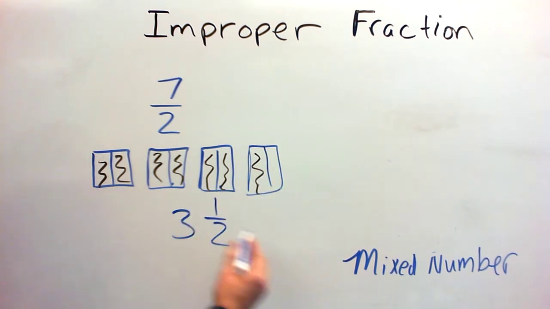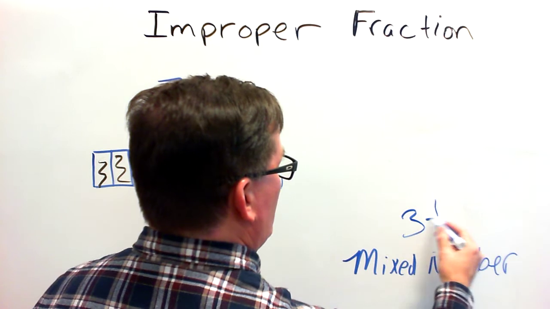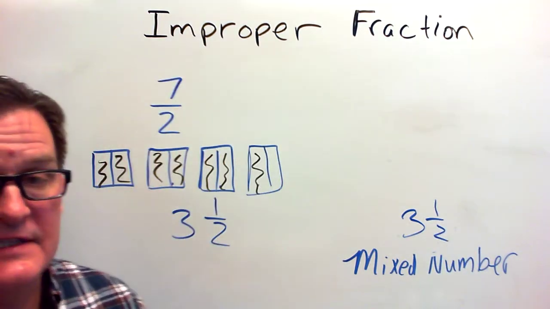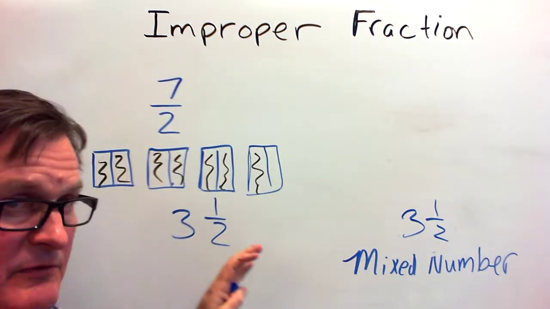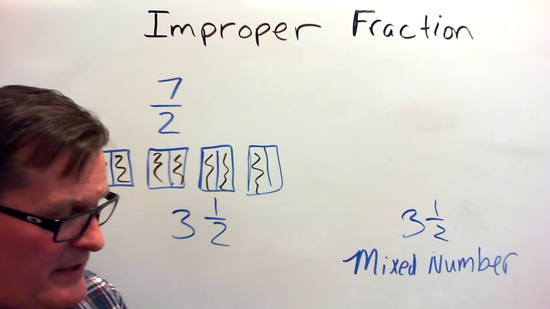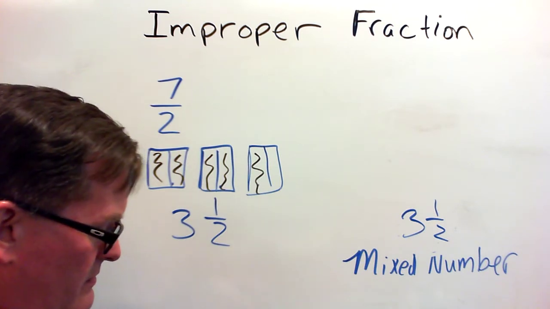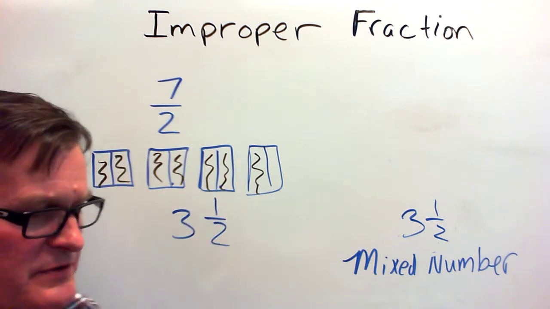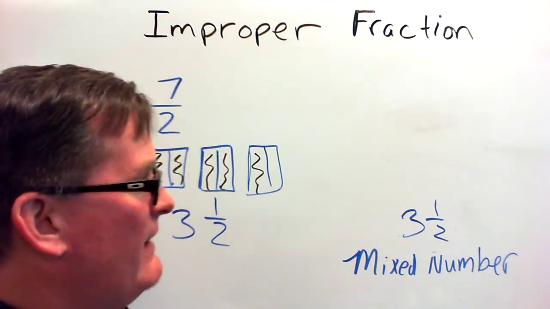So our mixed number is 3 and 1/2. Again, in this lesson, we're going to have you model a few easy ones. Just do it. It shouldn't be that hard. You don't have to use squares. You can use circles or whatever shape you want to, but we're going to have you model some.